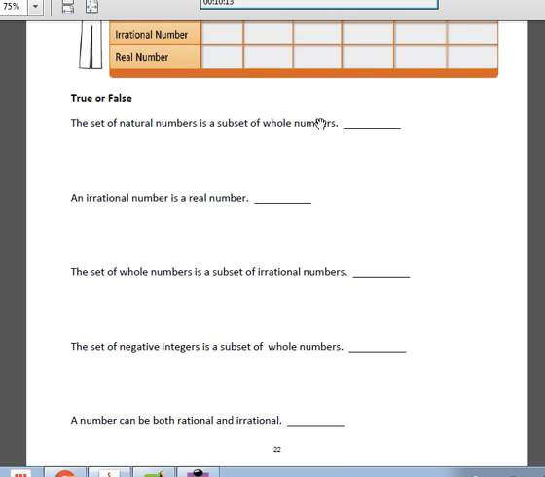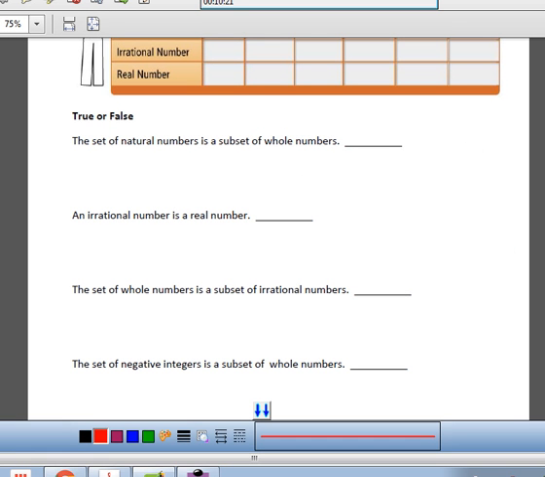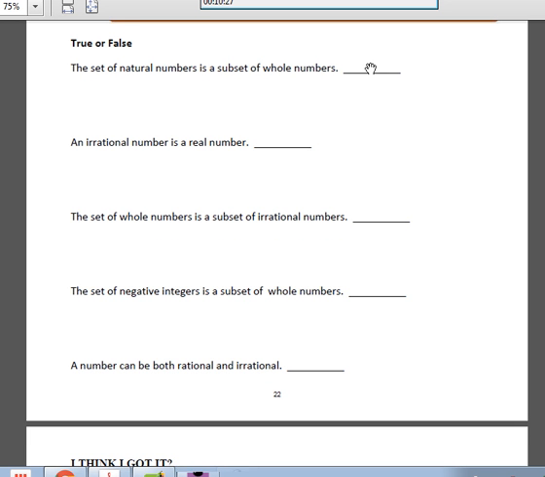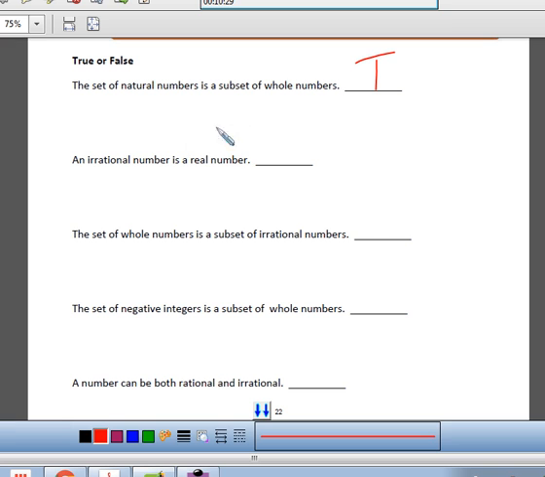Okay, true or false? The set of natural numbers is a subset of whole numbers. Remember, the definition of whole numbers is all natural numbers plus 0. So that is true. An irrational number is a real number. Remember, all of these, rational and irrational, are real. So true. Set of whole numbers is a subset of irrational numbers. Definitely not true. Irrational numbers does not have a subset.